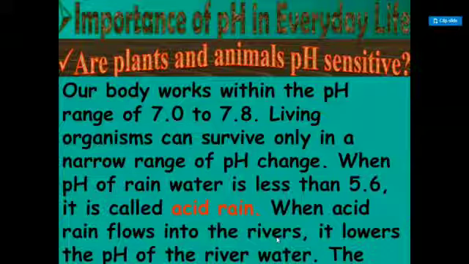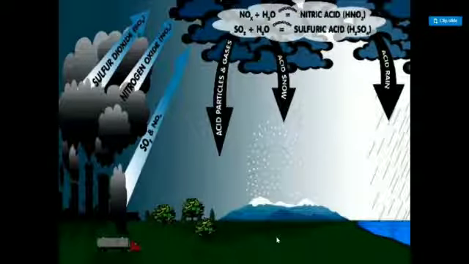When acid rain flows into the rivers, it lowers the pH of river water. You can see here how the acid rain flows. Acid rain means that when water combines with nitrogen oxides or oxides of sulfur, nitric acid or sulfuric acid is formed. The concentration of acids increases and it precipitates in the form of rain, which is called acid rain.